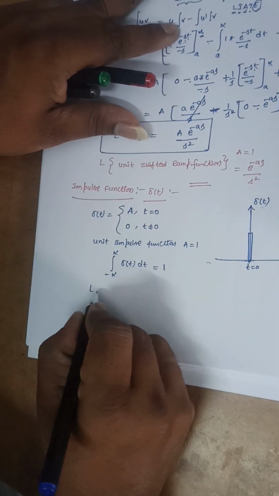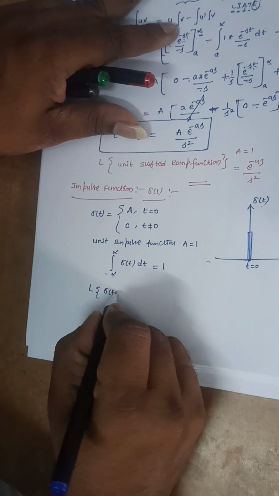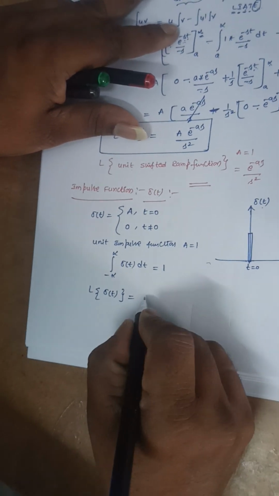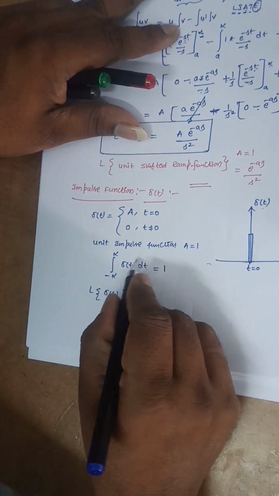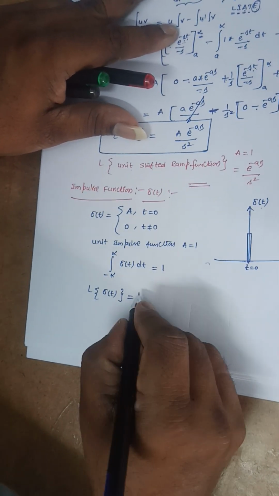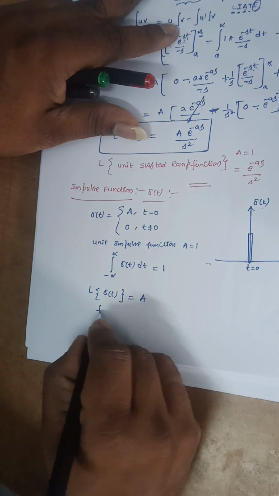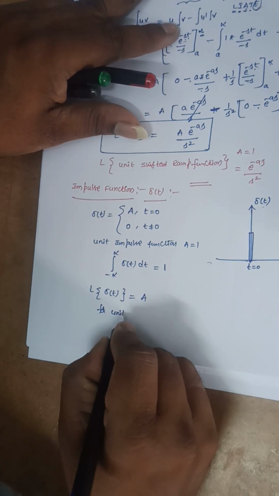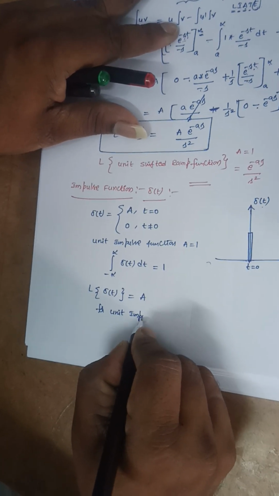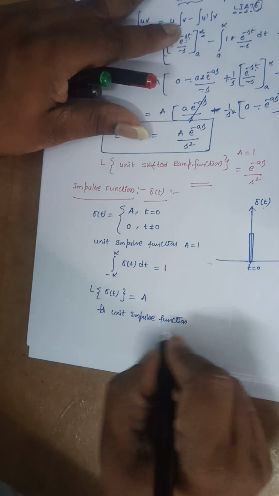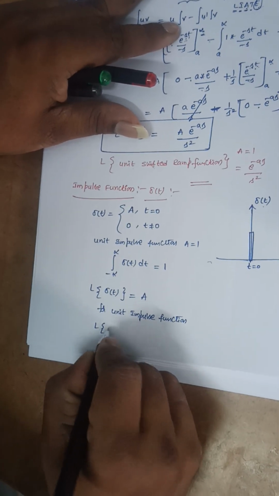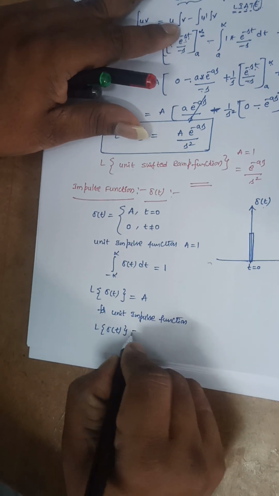And the Laplace transform for delta of t, if it is not a unit impulse function, then it is a. For the unit impulse function, the Laplace transform of delta of t is equal to 1.